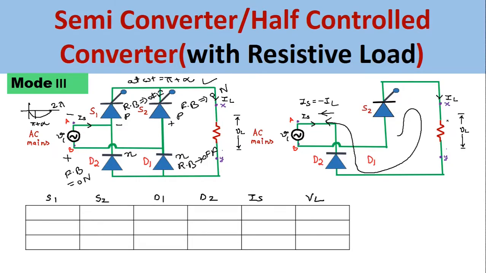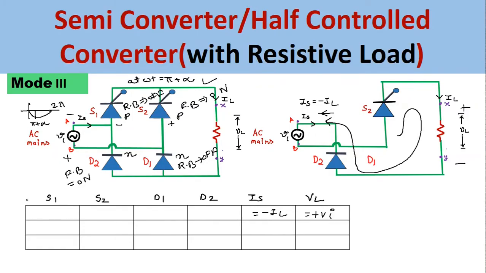So what is the load voltage? The load voltage polarity will be plus on the x point and minus on the y point, because the current is entering at this x point and leaving at this y point. That means the current which was flowing before in mode number 1 is flowing in mode number 3 also. So the polarity of the output voltage will not change. Here the output voltage or load voltage is equal to plus Vi, and the source current will be equal to minus IL.